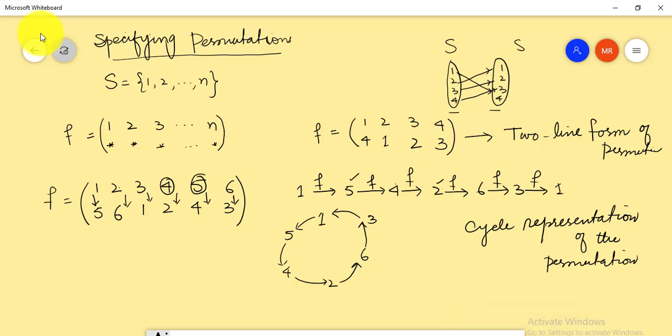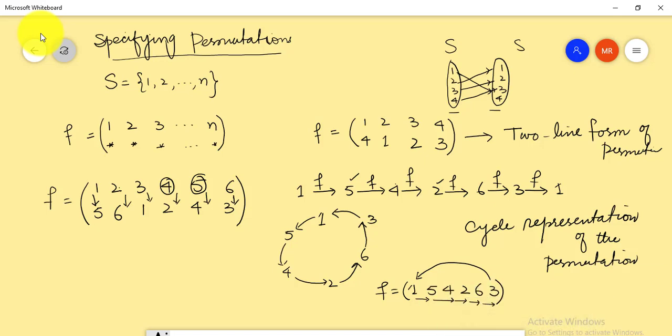And how do we represent this permutation in this case? We write F as, we start from 1, then 1 is mapped onto 5, 5 is mapped onto 4, 4 is mapped onto 2, 2 is mapped onto 6, 6 is mapped onto 3, and 3 is mapped back to 1. And hence we stop here. So here, 1 is mapped onto 5, 5 onto 4, 4 onto 2, 2 to 6, 6 to 3, and 3 back to 1.